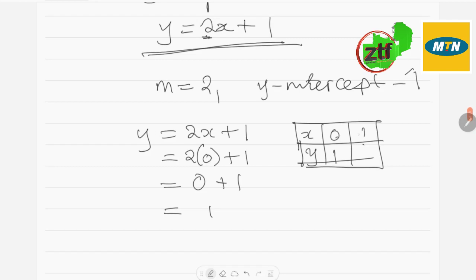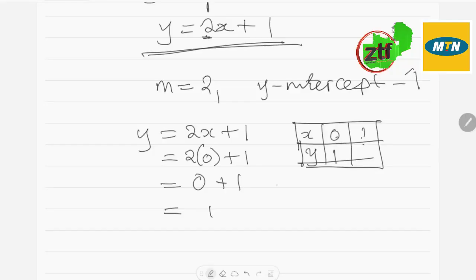If x is 1, what will be your y? So again, you do the same. You say y equals 2 times 1, plus 1, and 2 times 1 is 2, and then 2 plus 1 gives you 3. So if x is 1, then your y is going to be 3.